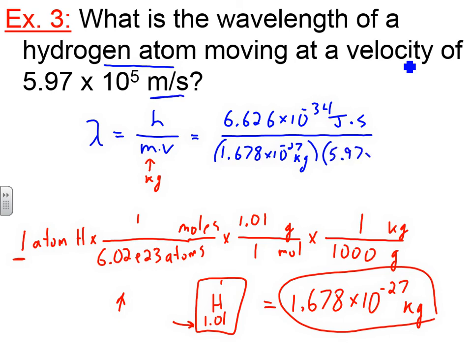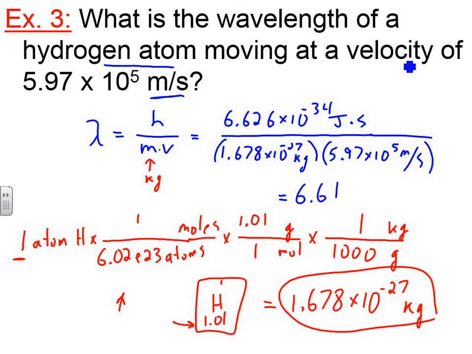All right, go ahead and take a moment with me to calculate this. 6.626 times 10 to the negative 34th divided by 1.678 times 10 to the negative 27, and then also by 5.97 times 10 to the 5th. What you get here is 6.61. We got 3 sig figs, times 10 to the negative 13th.